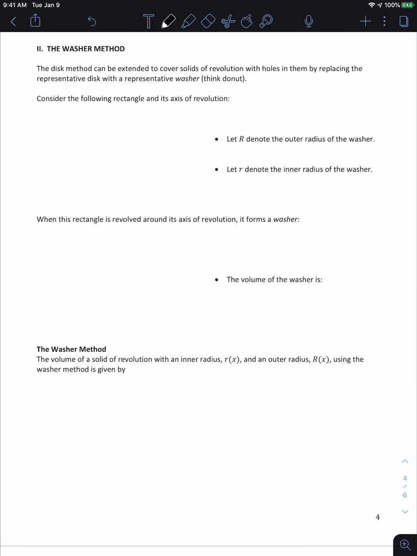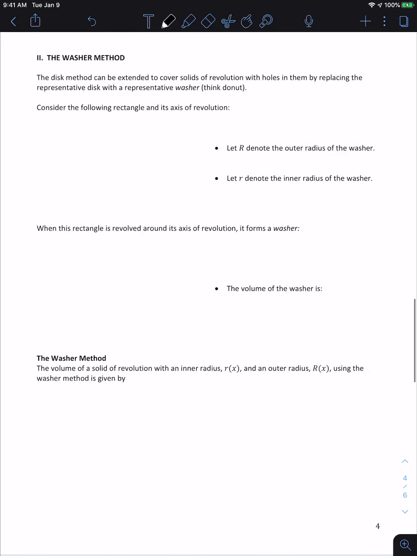This is going to be a similar method to the disk method, but instead of a disk, which is solid, a washer is going to be more like a donut. So the disk method can be extended to cover solids of revolution that have holes in them. With the disk method, it was very important that the axis of revolution was adjacent to our rectangle. But what happens if it's not? What if I have a solid that looks kind of like a donut?